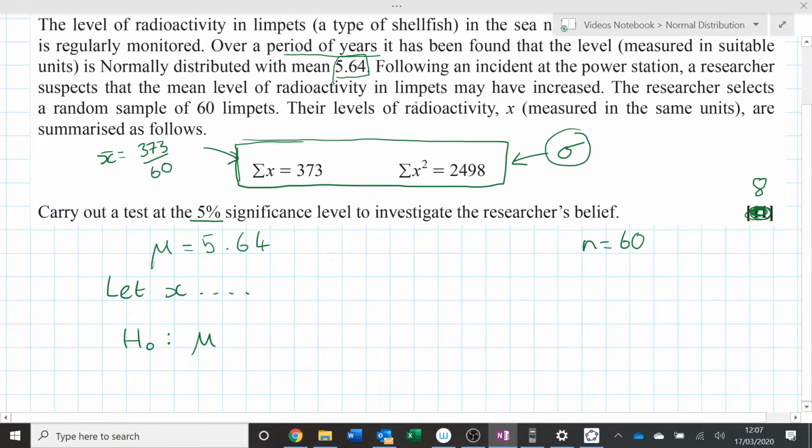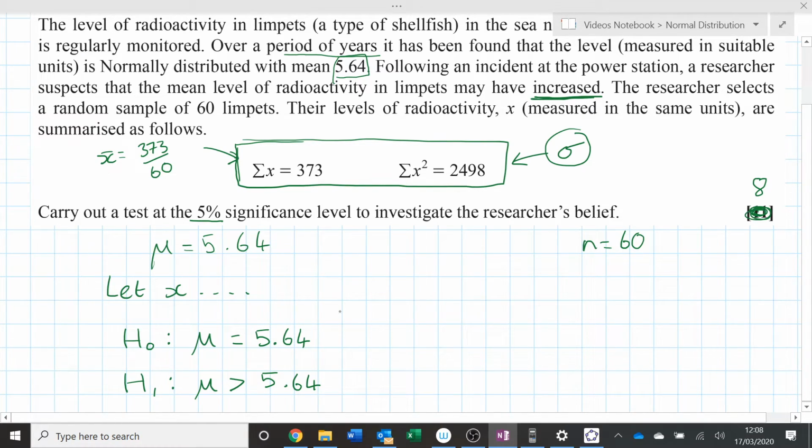Now let's have a look. Suspects that it may have increased. So this word "increased" in the question there, that is going to be my H1. So my H0 is going to be that mu is still 5.64, and my H1 is going to be that mu is actually now greater than 5.64.